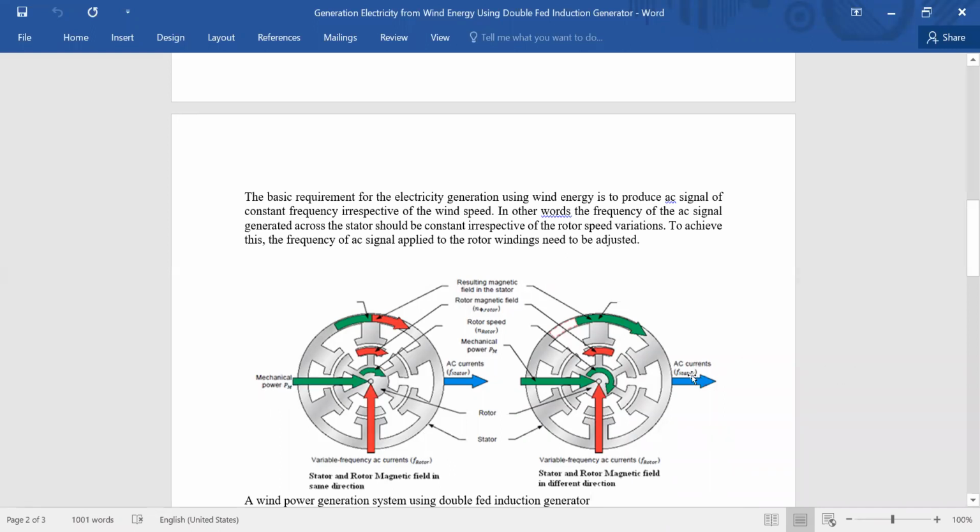There is the AC current here. This one is the rotor, and this one is the stator. The rotor is just rotating here, so it will generate the AC current. This is the shaft mechanical power. Then there is the rotor speed, the speed at which the rotor is rotating. Here it is the rotating magnetic field, and this one is the resulting field in the stator winding. So we are getting the AC current from this stator now.